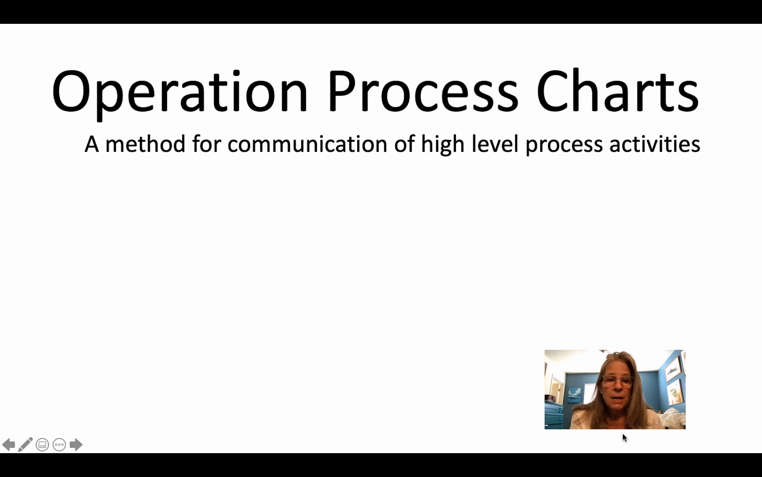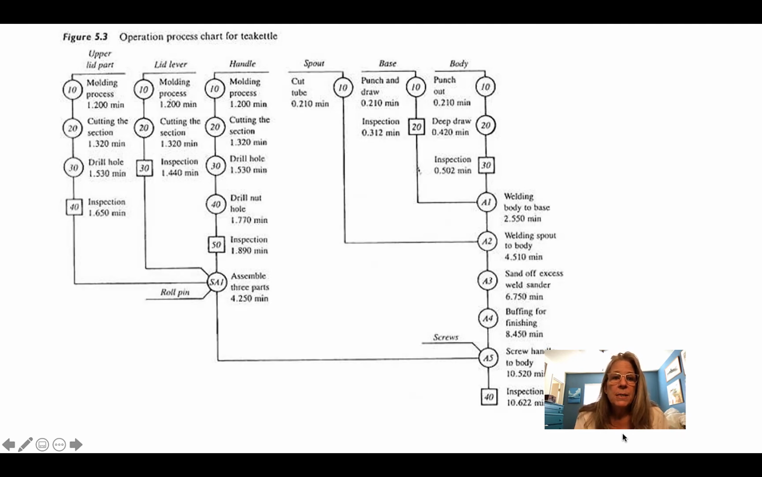But in a large facility where many people are doing different processes, you need a method for communication about how to make something. So an operations process chart is one way to do that. So this is a picture of an operations process chart to make a tea kettle. And there are a couple of things that I'm going to point out on this chart to show how it is made and how it is designed.